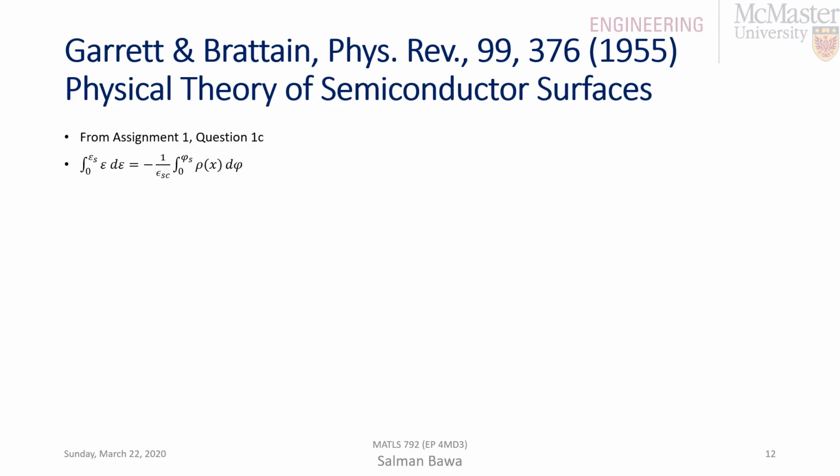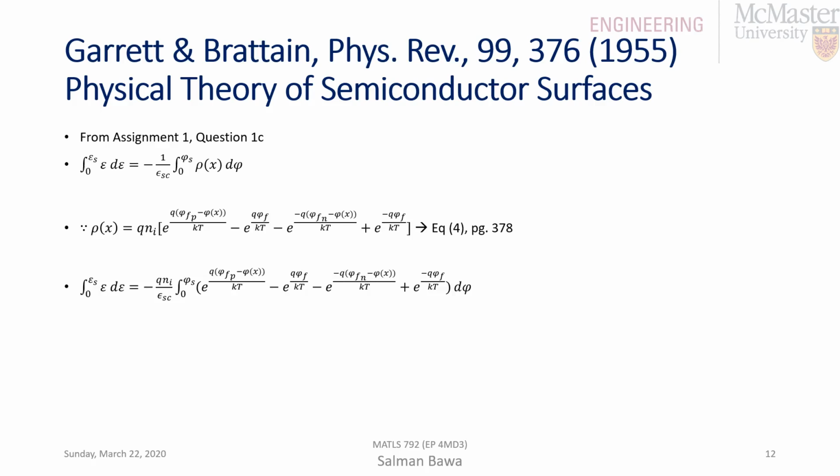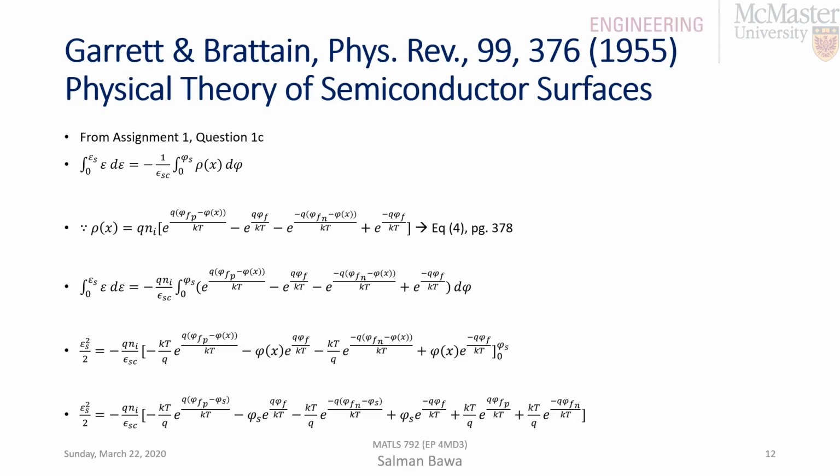Next, we know that the integral of the electric field from 0 to the electric field at the surface, E sub s, is proportional to the integral of the charge density with respect to the potential from 0 to the surface potential phi sub s. Inserting the expression for the charge density, rho of x, and taking n sub I common, we get this expression. Upon integrating both sides, we get the final expression on this slide.